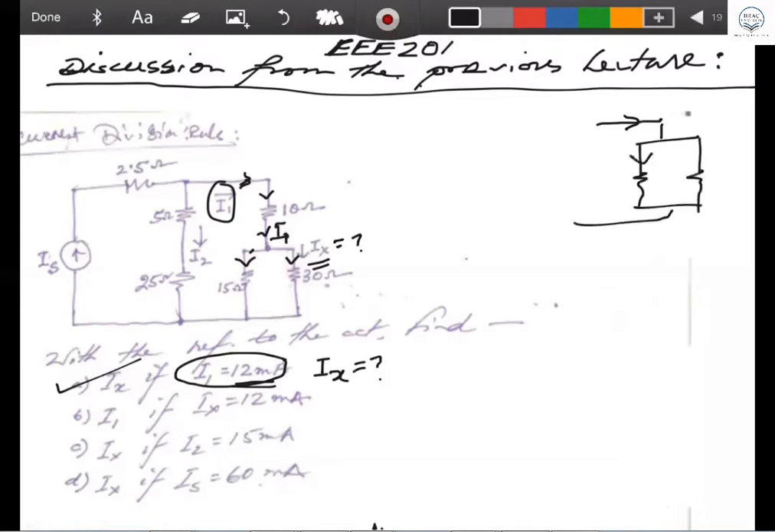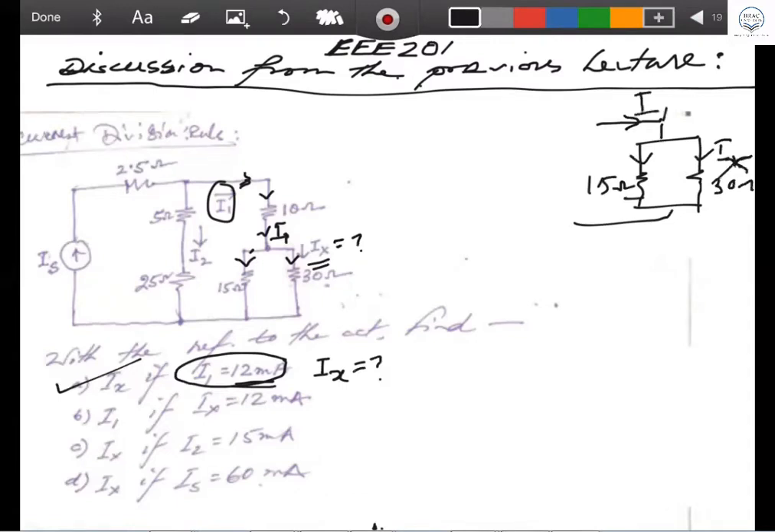So what happened? This one is R1, this is R2. If you want to find Ix as a part of I1, this is a 15 ohm resistor, and this is the 15 ohm, and this one is a 30 ohm resistor. This is your I1, and this is your Ix.